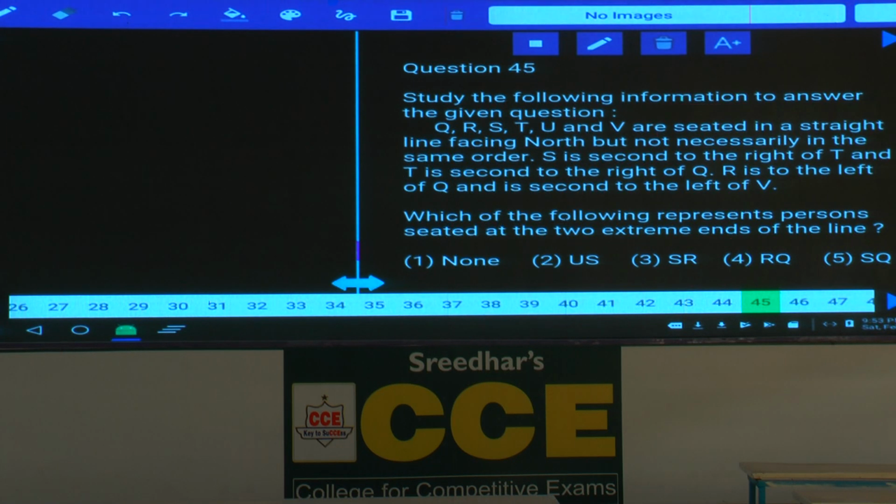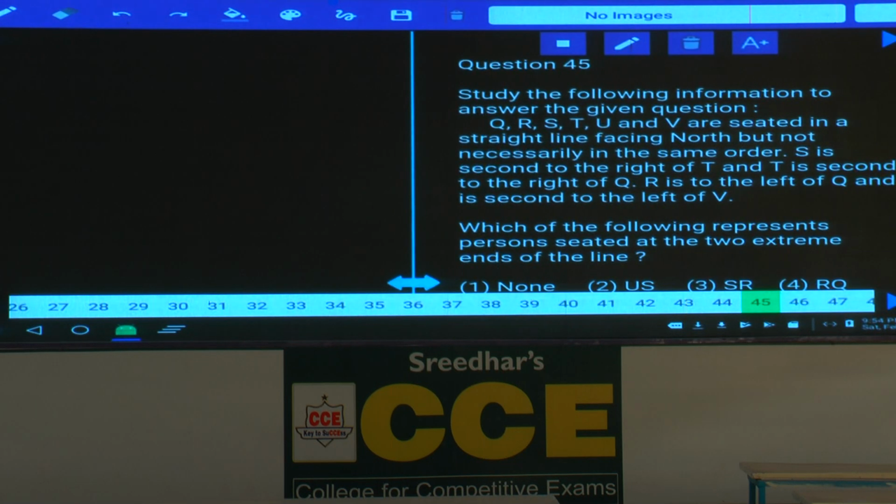Now question numbers 45 to 48. These are based on straight line row arrangement. How many persons are there? There are only 6 people in a straight line: 1, 2, 3, 4, 5, 6. Q, R, S, T, U and V are seated in a straight line facing north but not necessarily in the same order. S is seated second to the right of T, which can be written like this. And T is seated second to the right of Q. Tell me what are the different possibilities we can have.